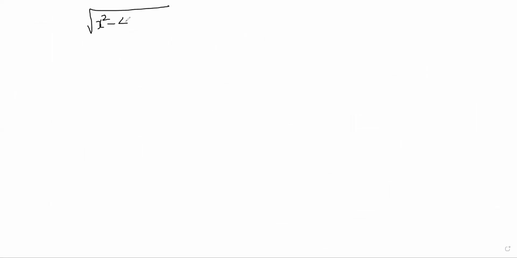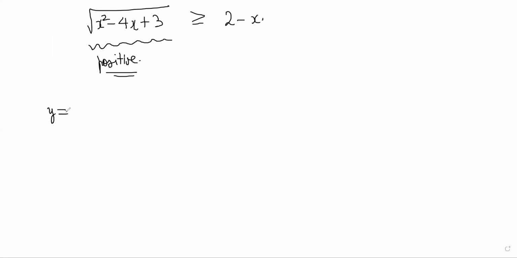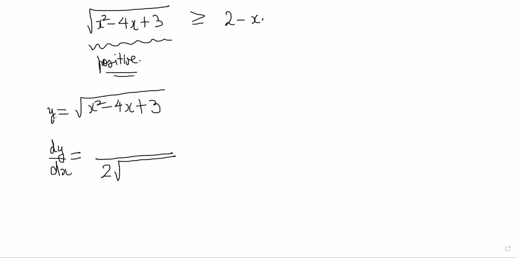Now, another way to look at it could be this. You have root over x square minus 4x plus 3 greater than or equal to 2 minus x. Now think about it. This side is always positive. If you think of it as a y function, y is equal to root over x square minus 4x plus 3, and you take the derivative of this y function to find its rate of increase or decrease, so basically we are trying to understand whether this y function is increasing or decreasing, you will realize that the derivative is coming like this: 2x minus 4, so basically x minus 2 by root over x square minus 4x plus 3.